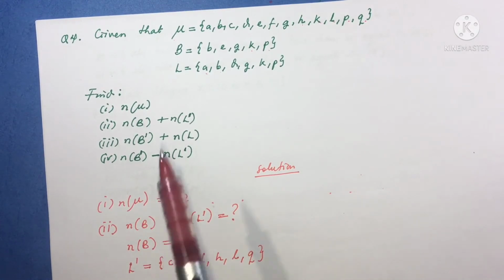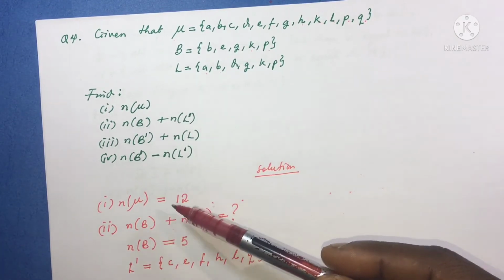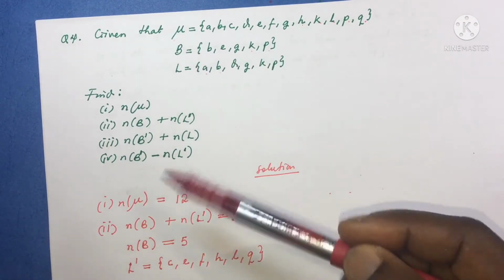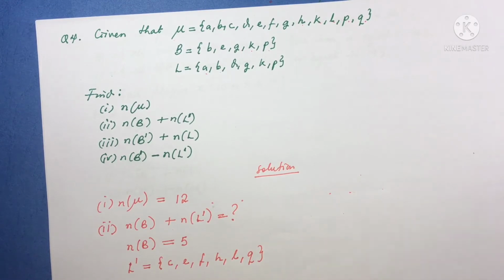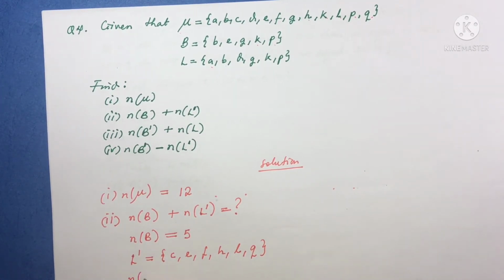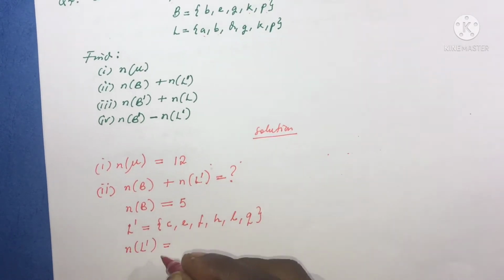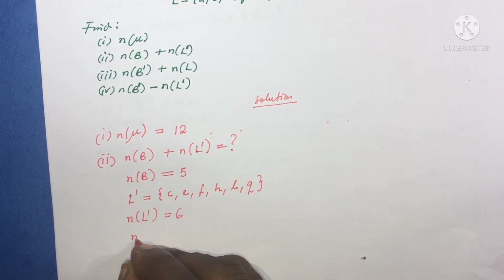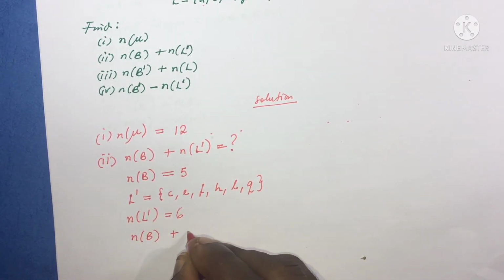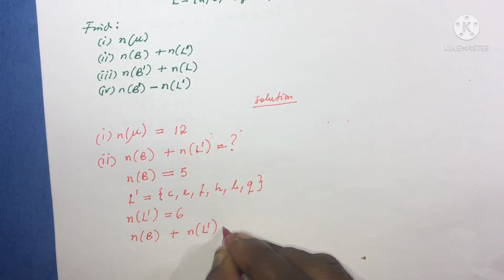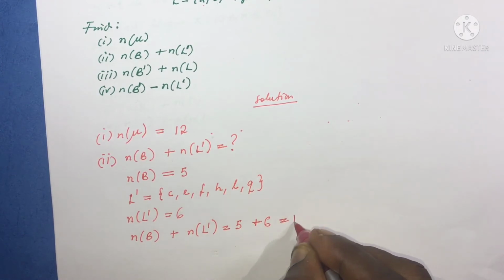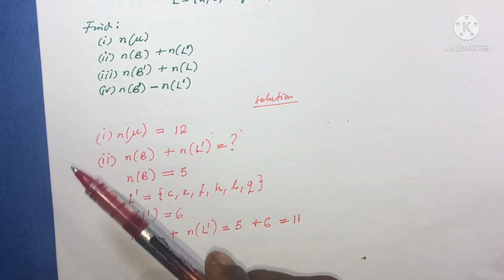So now, how many elements do you have in the universal set? 12. How many do you have in L? 1, 2, 3, 4, 5, 6. So there are 6 elements in L and also 6 elements in L complement. So it means that N of L complement will be 6. So that brings us to NB plus NL complement will be equal to 5 plus 6, and that gives us 11.